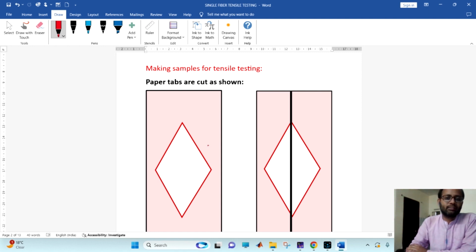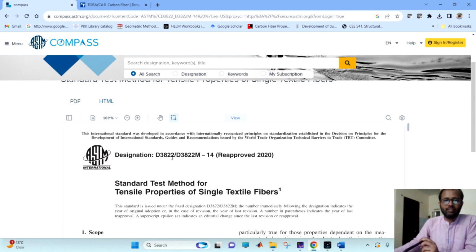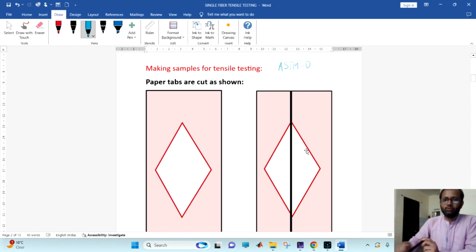First of all, which ASTM we are going to use. Here we are going to use ASTM D3822. You can go to the same ASTM 3822 and you will get the dimensions, what speed we are going to test, all the things. I will explain all of that. So how are we going to make the single fiber tensile testing sample?